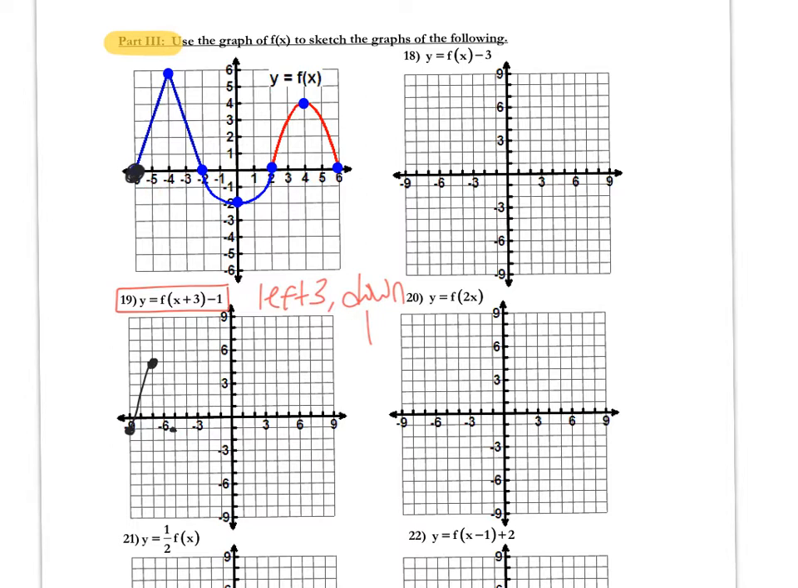Negative 5, negative 1. Here we go. So each ordered pair individually. Now let's do this one. I'm moving it left 3, so 1, 2, 3, down 1. So I end up right here. Negative 3, negative 3. Put a point there.